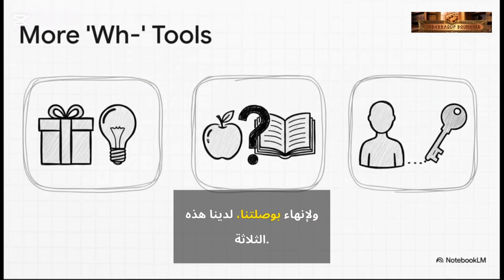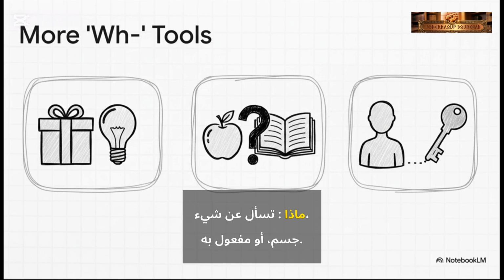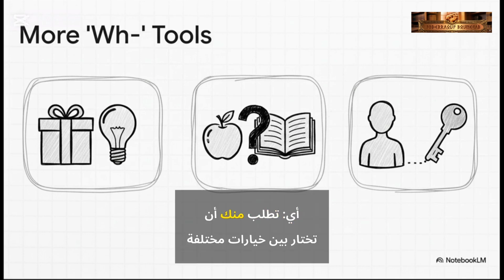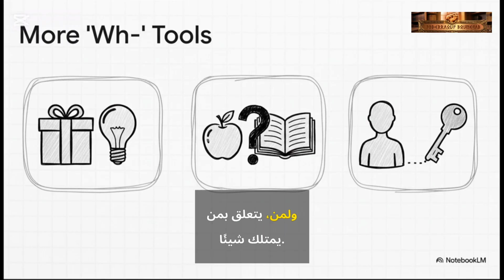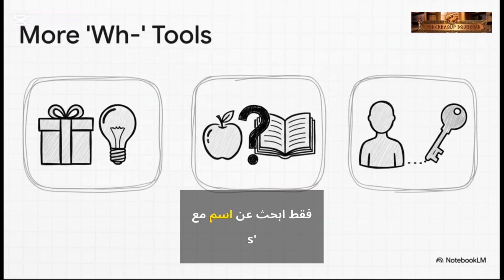And to finish up our compass, we've got these three. What asks about a thing, an object, or an idea. Which asks you to make a choice between different options that are right there in the text. And whose? That's all about who owns something. Just look for a name with an apostrophe S.